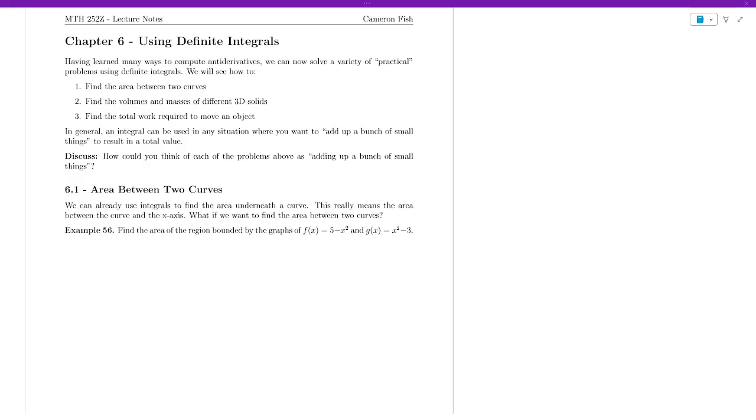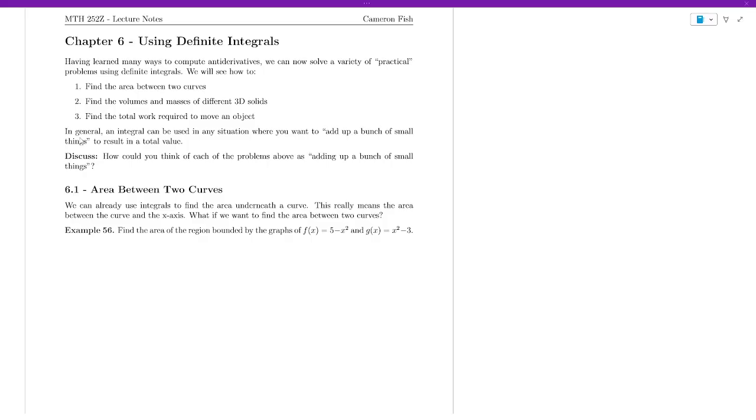So today we're going to talk about a new chapter: using definite integrals to compute all sorts of geometric things. We've learned a bunch of different methods of actually doing integrals, but we can find volumes, we can find masses, we can find total work required to move an object. We're going to imagine shapes that are built out of volumes sliced up in different ways, and it's going to be pretty cool.